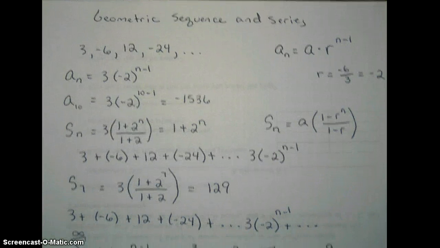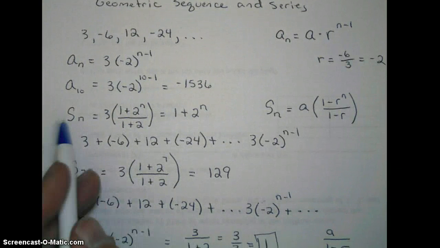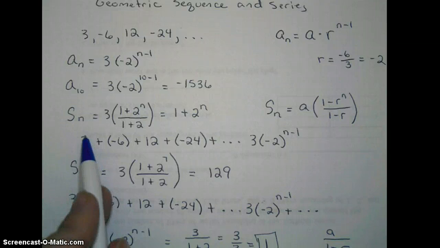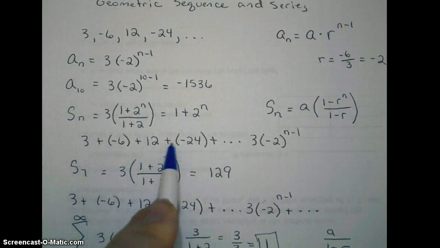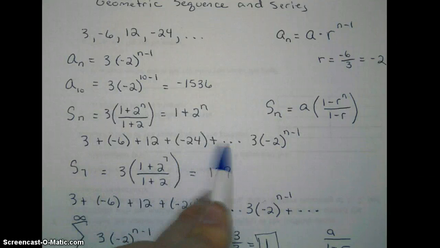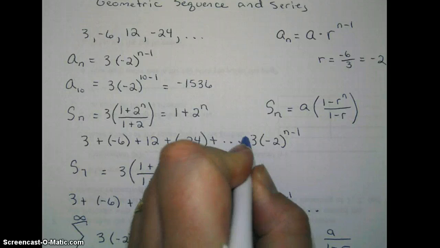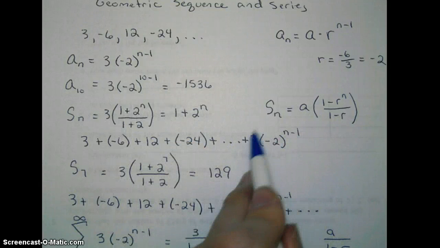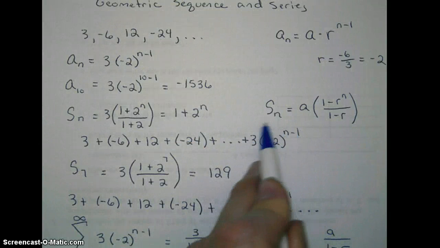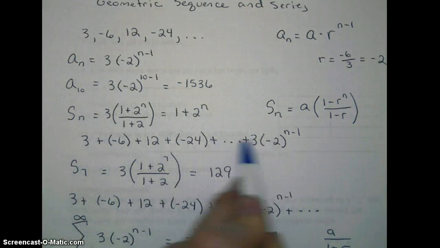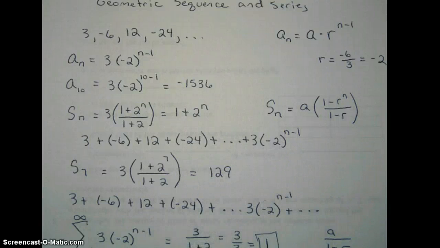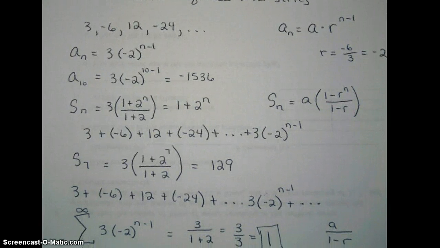Okay? Since we are summing, we would call this a series, and this is what it would look like: 3 plus -6 plus 12 plus -24 plus ... plus, and then the nth term, whatever term that is that we end with, if we want to sum the first 100 terms or the first 1,000 terms, whatever that term number is.